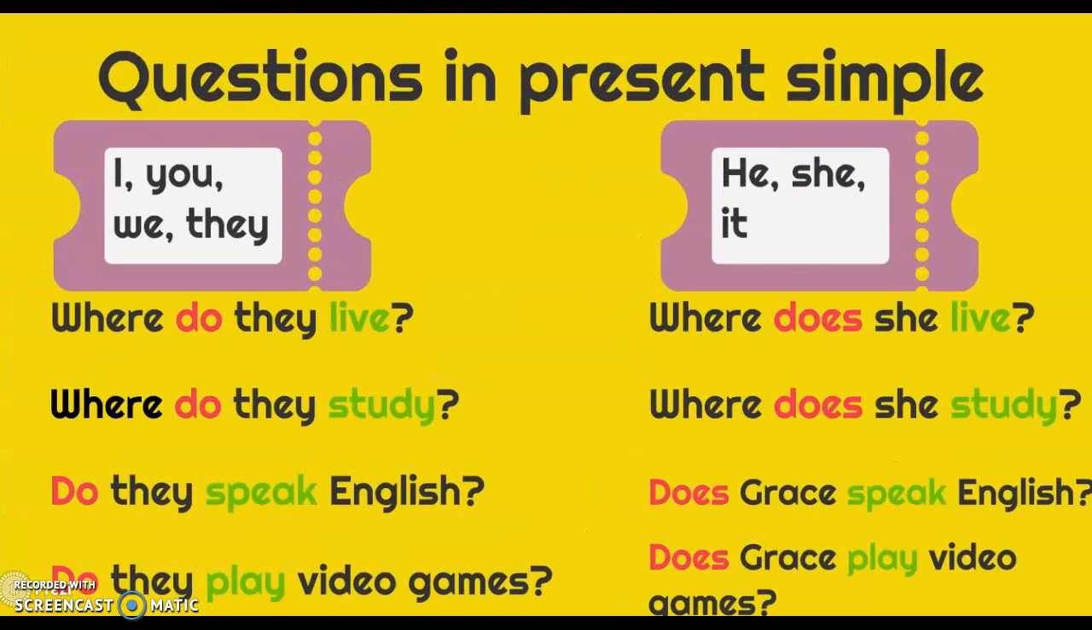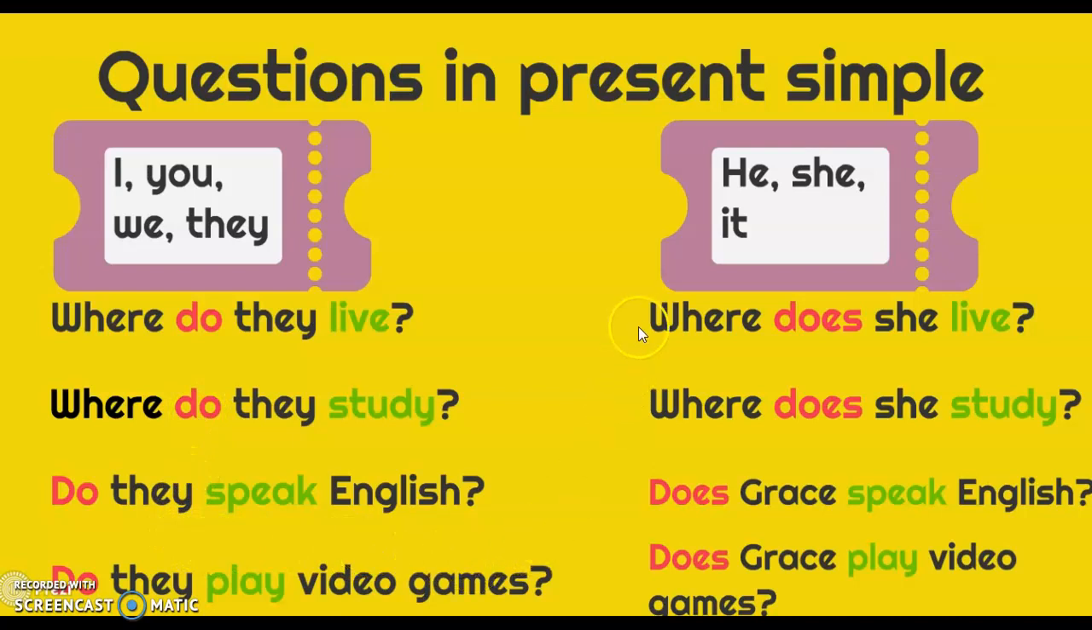So here we are going to practice some relevant aspects about questions in present simple. Remember, if we are talking about the following people, I, you, we, and they, normally the auxiliary that we use in present is do, okay? As you can see in the examples. Where do they live? Where do they study? Do they speak English? Do they play video games?